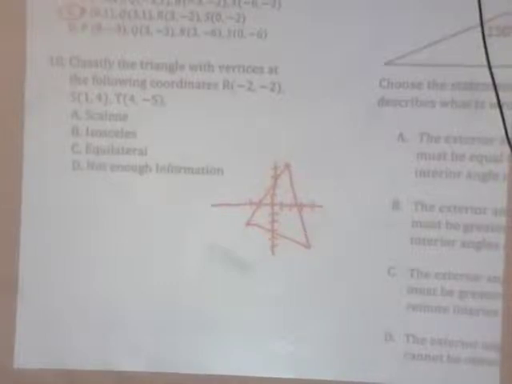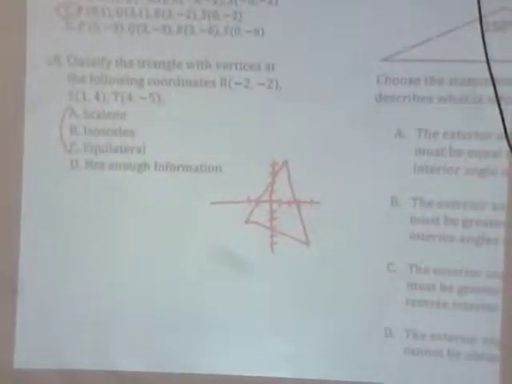What is a scalene triangle? None of the sides are the same length. Isosceles is 2 sides equal, right? And what's equilateral? All 3 sides are the same length, right? So all 3 of these answers have to do with the length of the sides. So we need to figure out the length of each side.